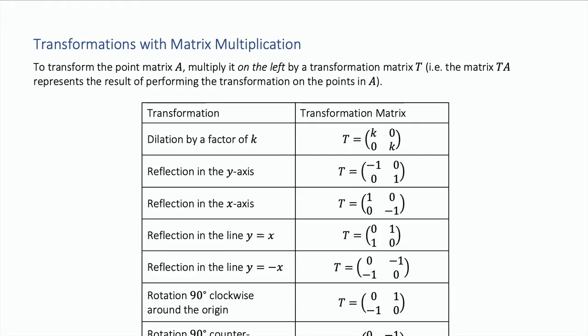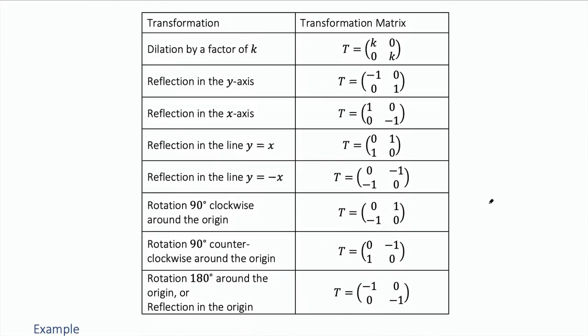The transformations that are not translations, so dilations, reflections, and rotations, instead of adding matrices, we're going to be multiplying. So when we are transforming a point matrix, we're going to do a multiplication on the left by a transformation matrix T. In other words, we'll have T times A, and that will give us the transformed point matrix.